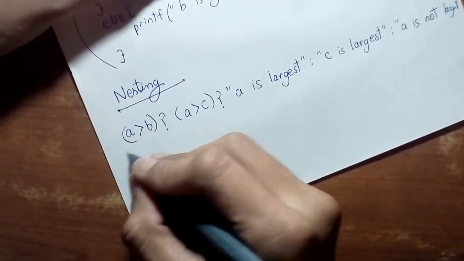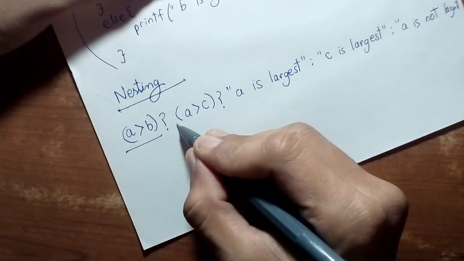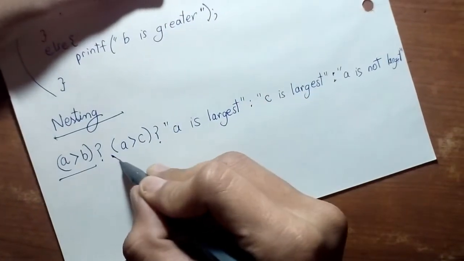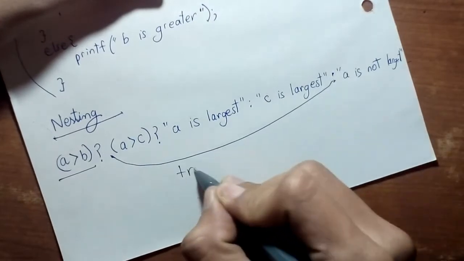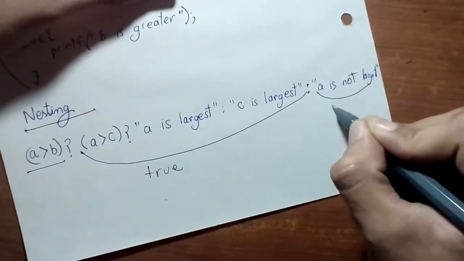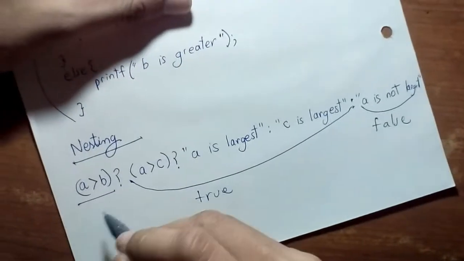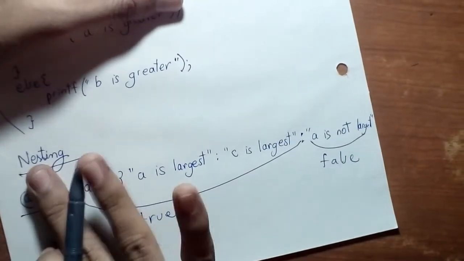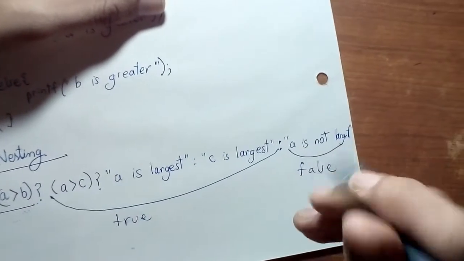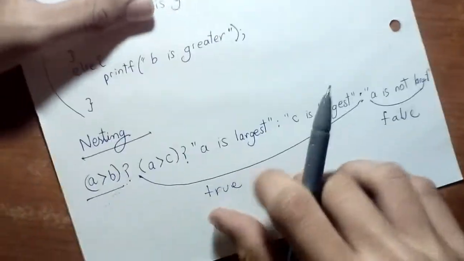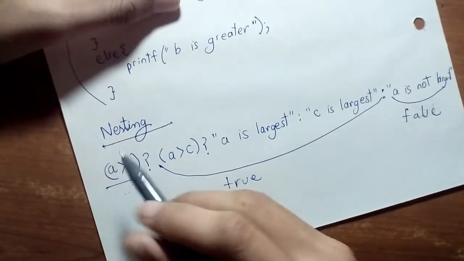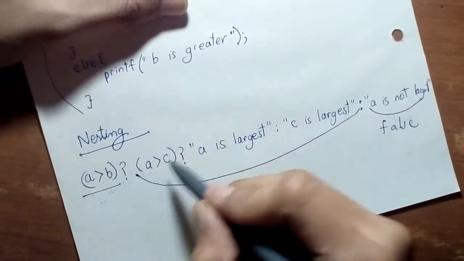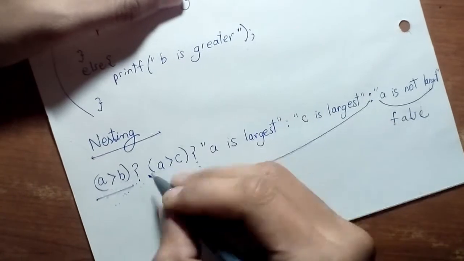Let's take this example. If a is greater than b, then we see that this is the outer one. This is the true part and this is the false part. So if a is greater than b, then this part of the code will run. Or if this expression turns out to be false, then this false part will run. Suppose a is greater than b; then this part of the code will run.